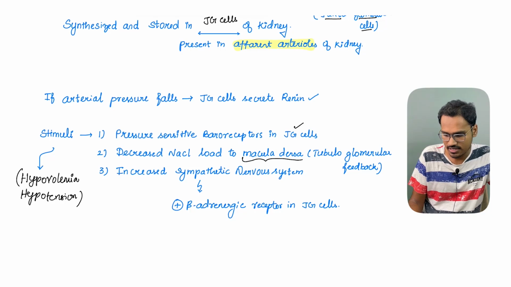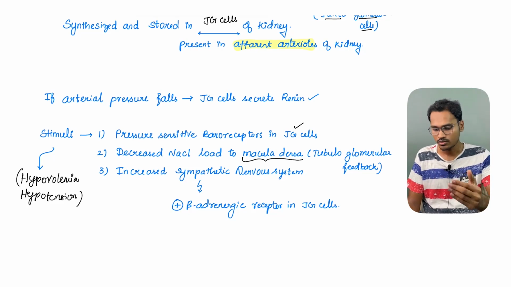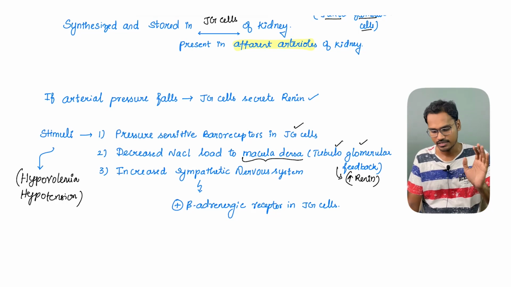What is this macula densa? Again, it is a part of the juxtaglomerular apparatus which is going to sense the sodium and chloride. Now, there will be a decrease in the sodium chloride levels. So, it is going to give a tubuloglomerular feedback and increase the levels of renin. All this mechanism you will read in detail in the renal system.